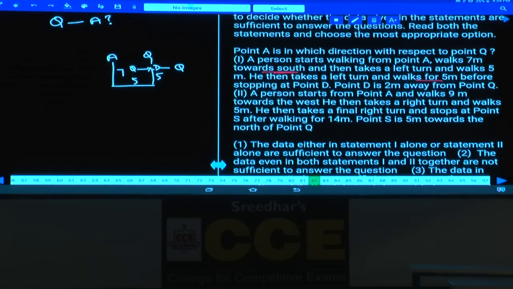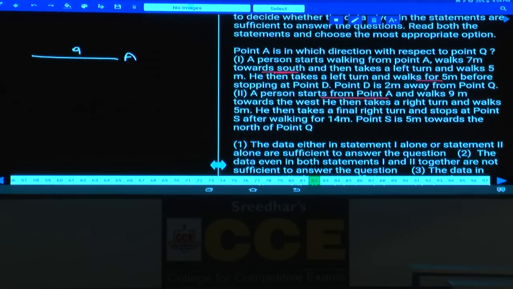Now condition number 2. A person starts from point A, walks 9 meters towards west. He then takes a right turn and walks 5 meters, right hand side. He then takes the final right turn and stops at point S after walking 14 meters. S is 5 meters to the north of Q, clearly given.